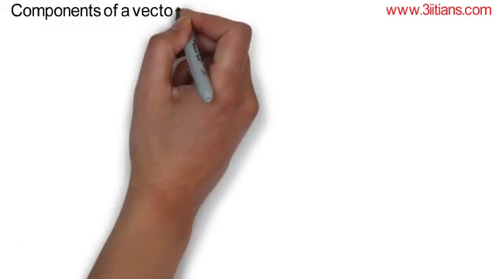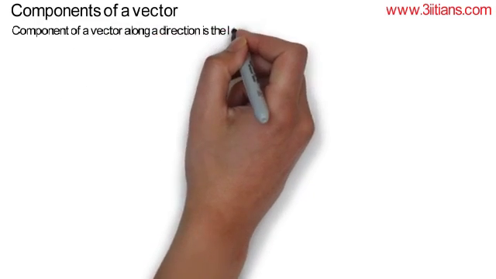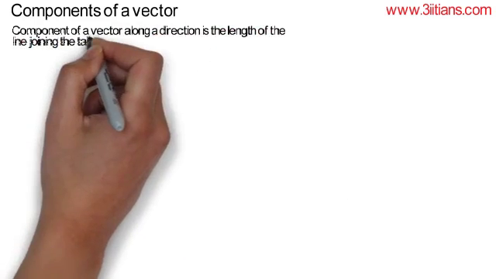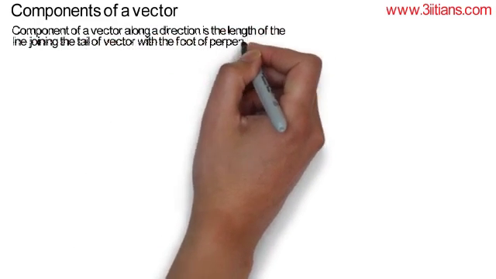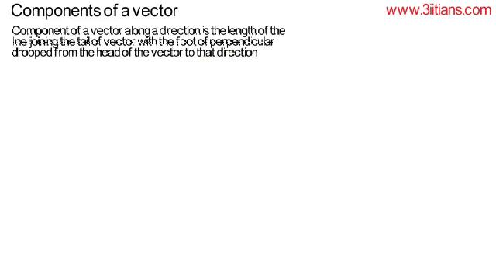Components of a vector. In this lecture, we are going to discuss how we find components of a vector in any direction. The component of a vector along a direction is the length of the line joining the tail of the vector with the foot of the perpendicular dropped from the head of the vector to that direction. That is, we drop a perpendicular from the head of the vector onto the direction in which we want to find the component of the vector.